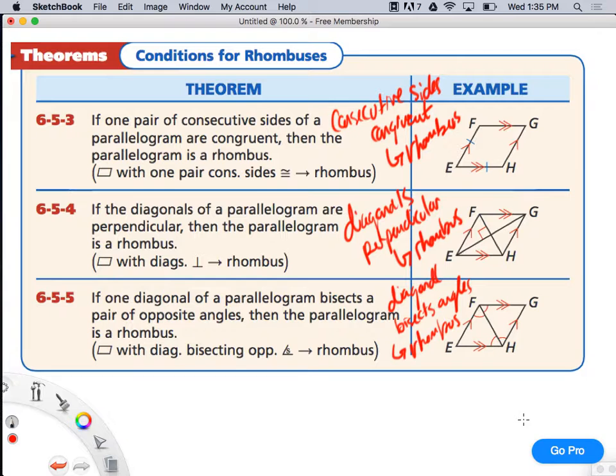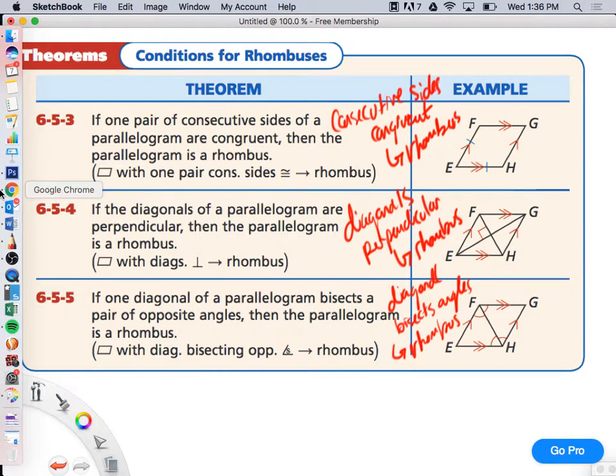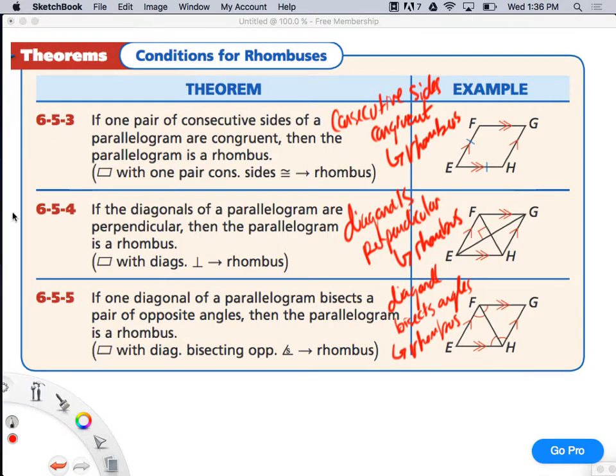Remember, all three of these on this second little table are for rhombus. These are conditions for rhombuses, whereas the previous two were conditions for rectangles. Okay, so what are the three conditions for a rhombus? Consecutive sides are congruent, diagonals are perpendicular, and diagonals bisect opposite angles. Those are conditions for a rhombus. Okay, any questions about that? Yeah? Oh, yeah, for sure.